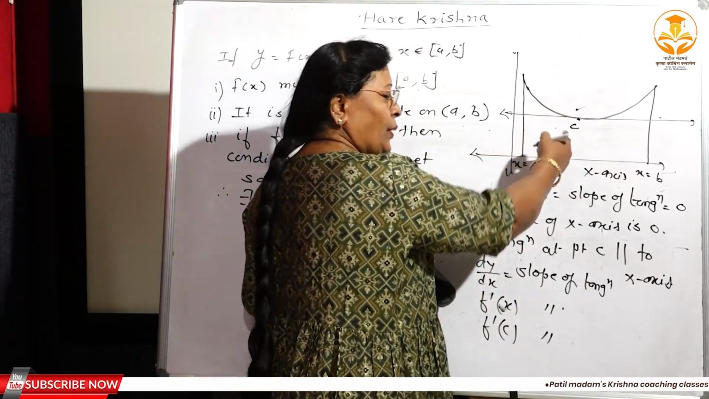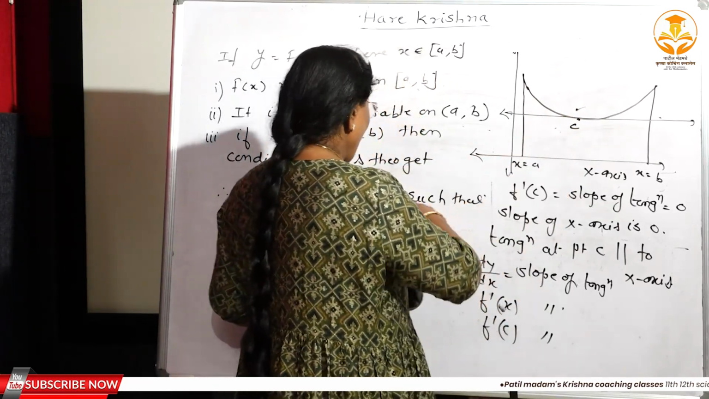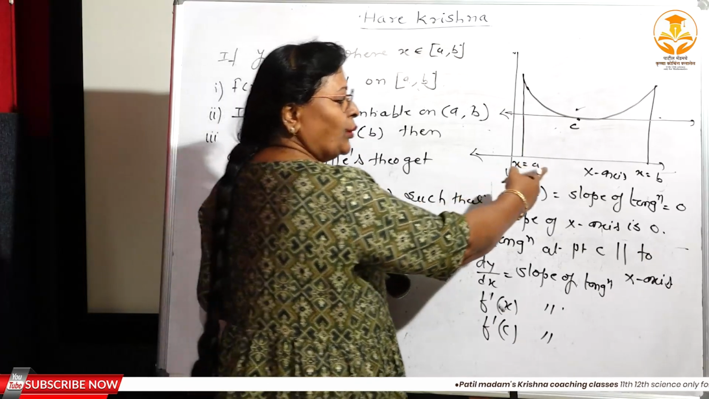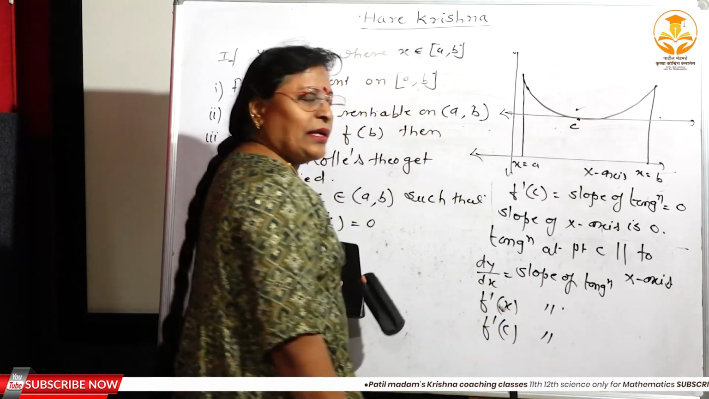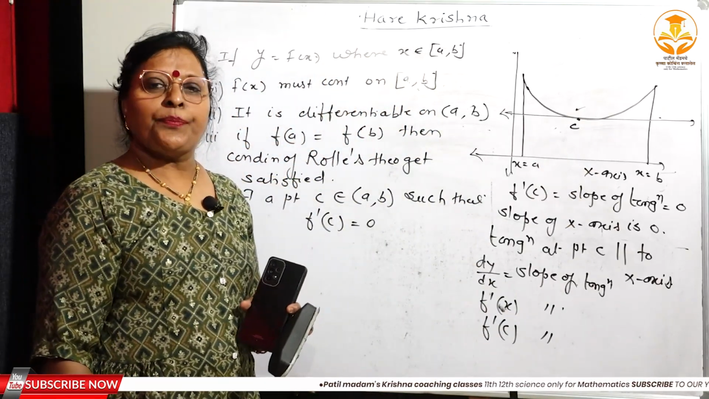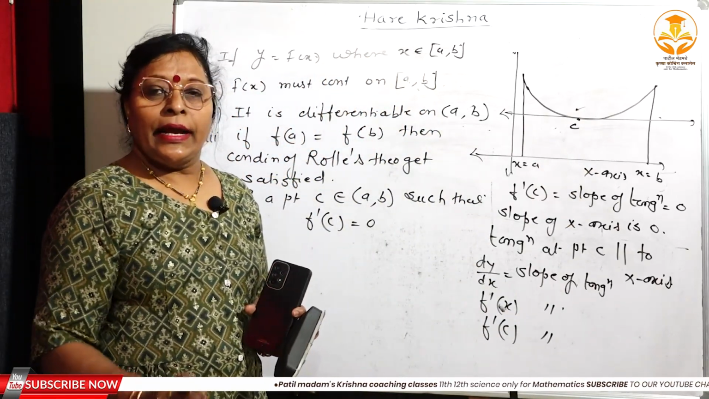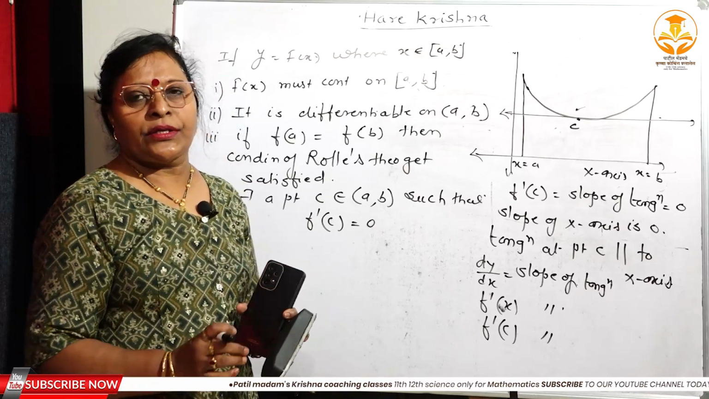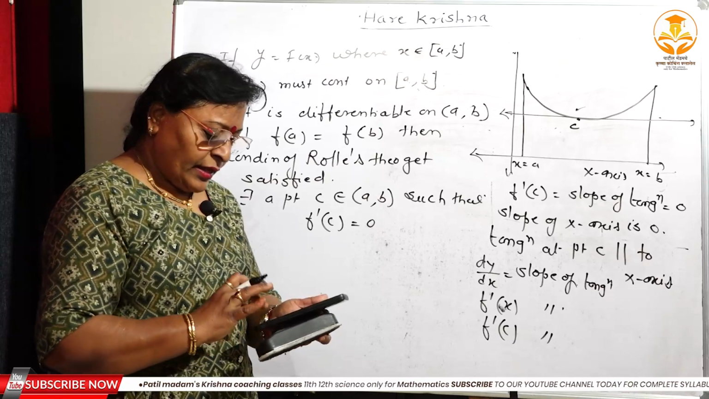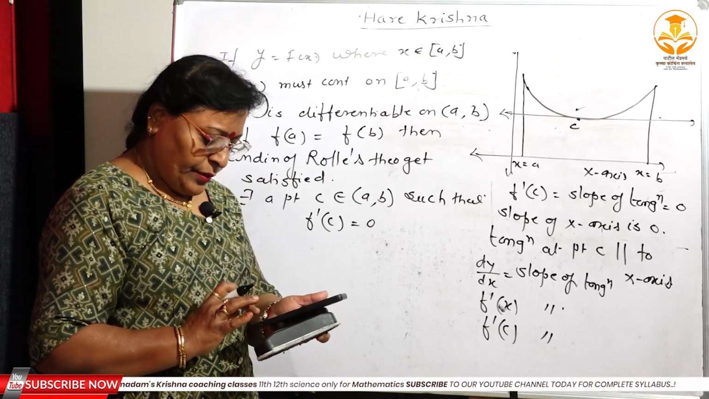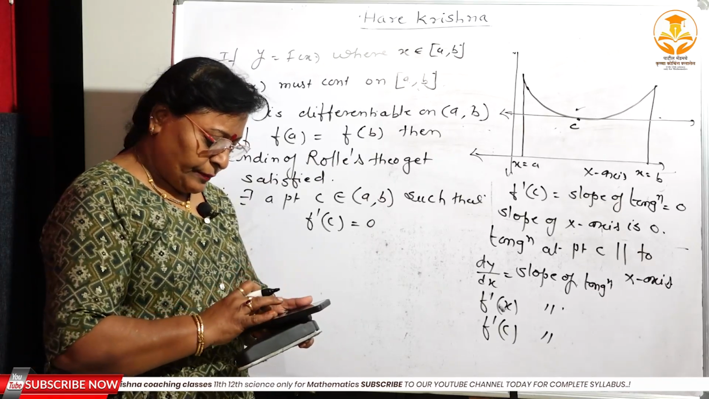Therefore the tangent at the point c, whose slope is always equal to 0, and you know the slope of the x-axis is also 0. Therefore the tangent at the point c is always parallel to the x-axis, and this is the geometrical interpretation of Rolle's theorem. Now I am going to take examples on Rolle's theorem. See some examples.